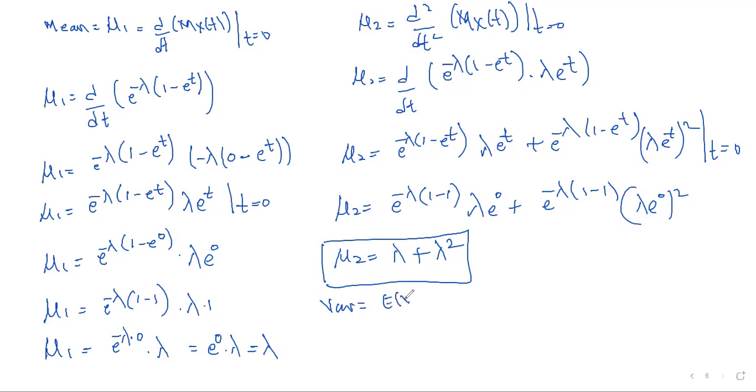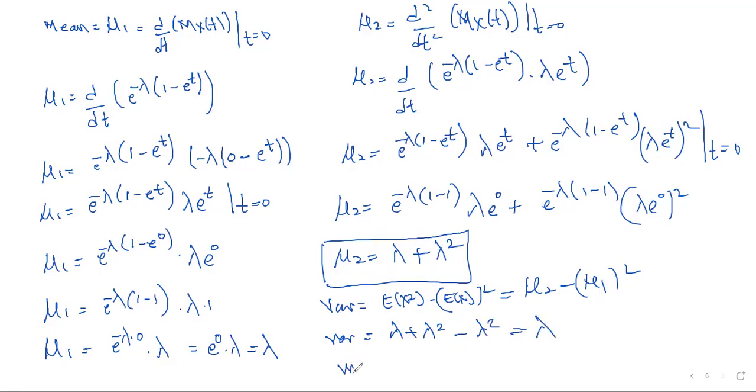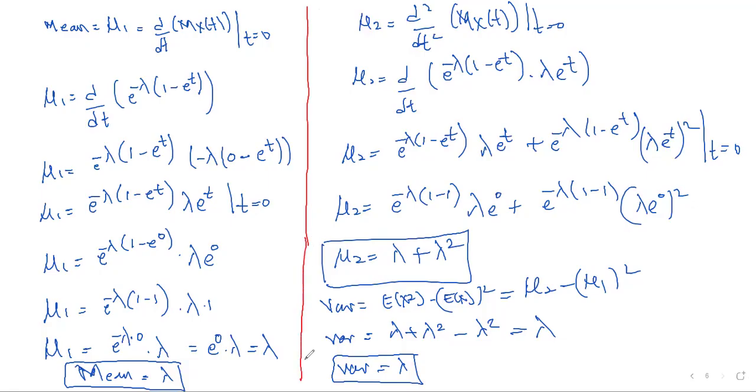Variance equal to expected value of x square minus expected value of x whole square. This is nothing but mu2 minus mu1 whole square. So variance equal to mu2, which is lambda plus lambda square, minus lambda whole square. This is nothing but lambda. So here variance is also equal to lambda. This is what our mean. Mean as well as variance are both equal in this case. Right.